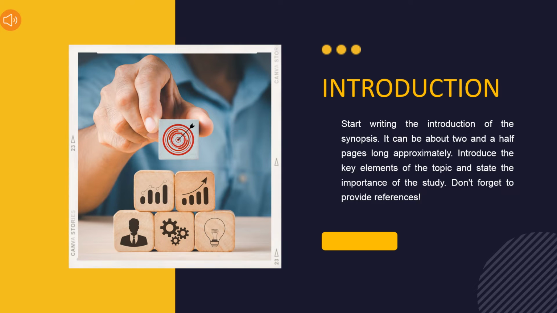Now start writing the introduction of the synopsis. It can be about 2.5 pages long approximately. In this part, introduce the key elements of the topic, such as the main area, the book or drama, etc., the strategy. Afterwards, explain the importance of the topic. Don't forget to provide references of the text you have quoted.